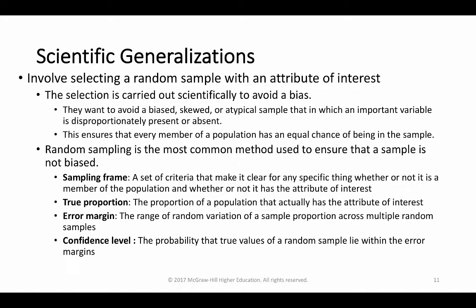Then they need to figure out what true proportion of the population actually has the attribute they're interested in. It's unlikely that their sample will end up being the exact same proportion with that attribute as the entire population, but they try to get as close as possible. They want to get the sample within an acceptable error margin or range, which is reported as a plus or minus number, like plus or minus 5%. The confidence level expresses the probability that the true values of a random sample lie within the error margins.